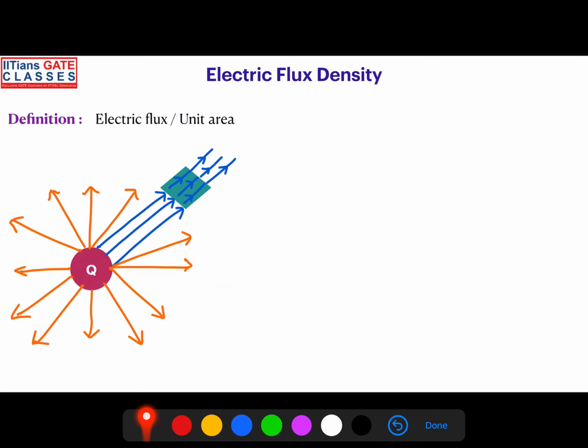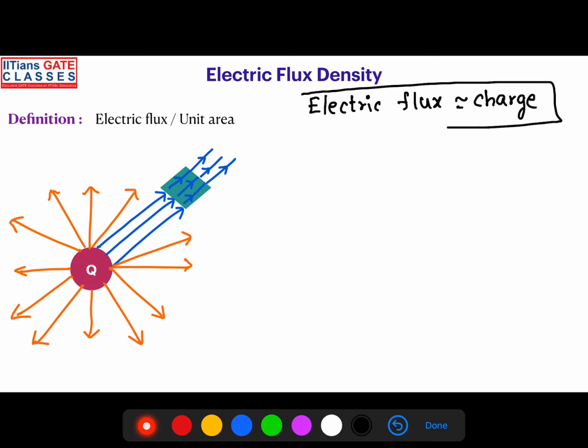So from the understanding of the electric field intensity, we will come across one more parameter that is called the electric flux density. So what is basically the electric flux density? You can see the definition. It is defined as the electric flux per unit area. Here you have to notice a particular point that the electric flux in electromagnetics is also said to be the charge itself. We'll come across this later. As of now you can remember that the electric flux is basically the same as the charge only.